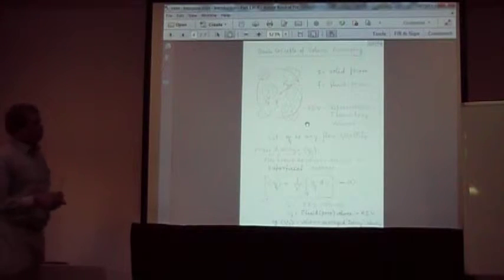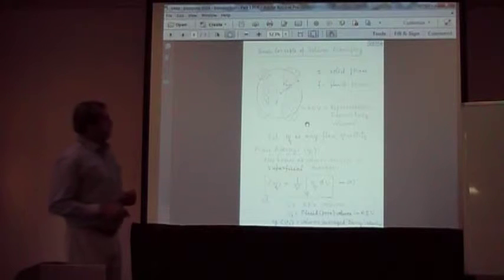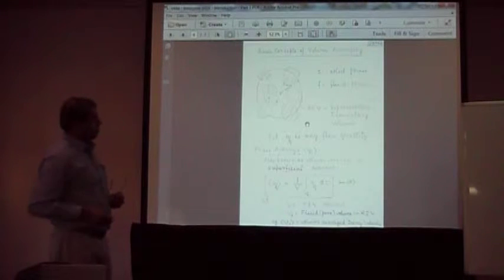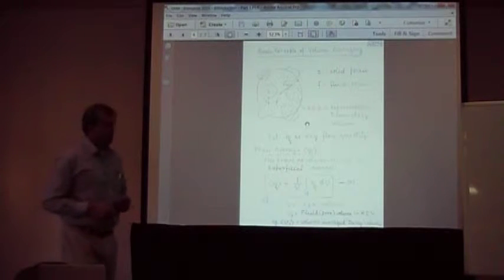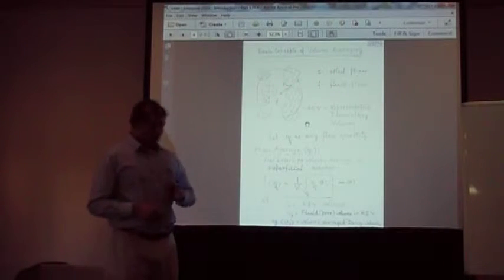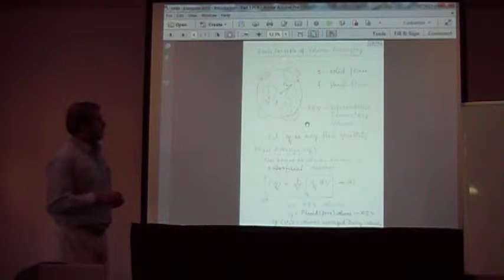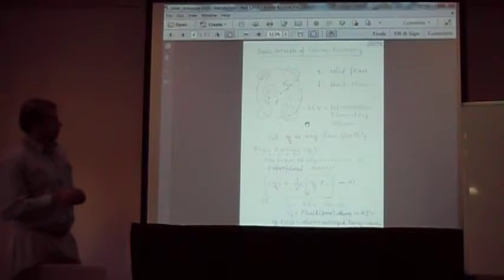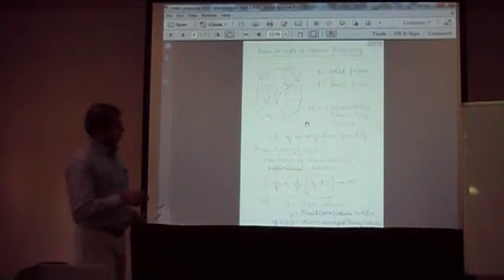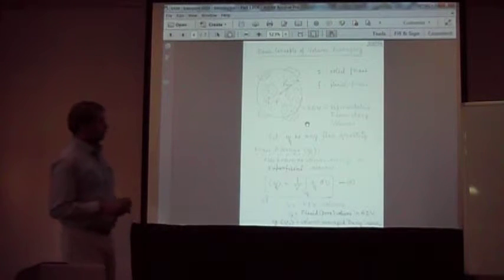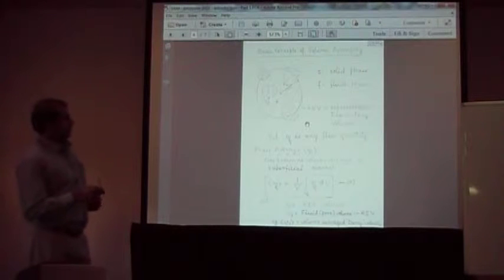So what is the basic concept? The basic concept for volume averaging is the idea of a representative elementary volume. So you basically have to average the flow variables in this domain, the REV. And here is a schematic.